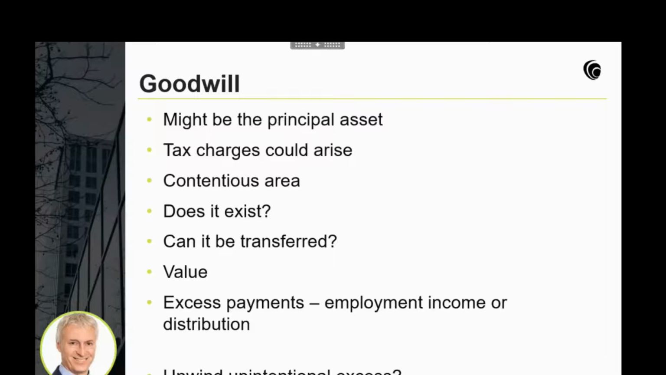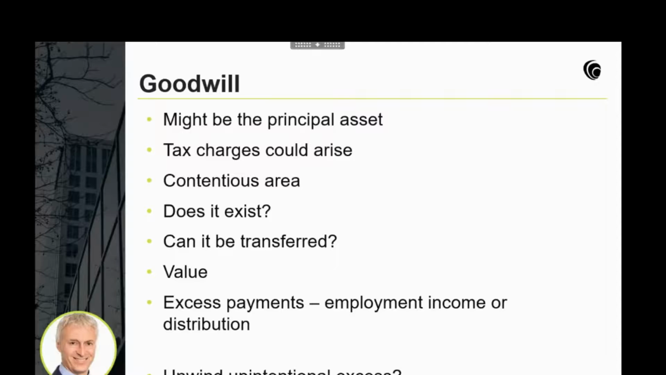So the incentive to put forward a large value for goodwill on an incorporation has largely gone, although in some circumstances it can still be worth looking at. You do have to bear in mind, though, that the revenue are quite keen on looking at goodwill. Not all types of goodwill can be transferred. Some of it's personal and belongs to the individual and can't be transferred across. So goodwill we need to look at, but it may not be the best choice.